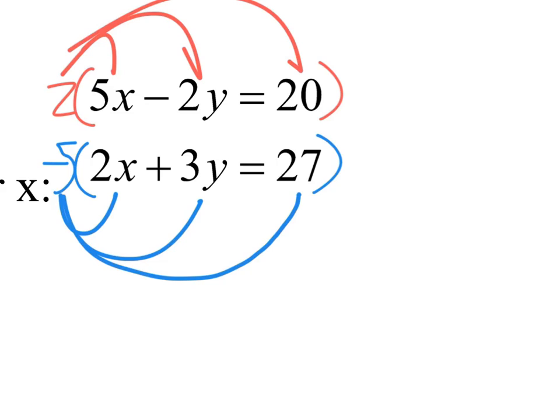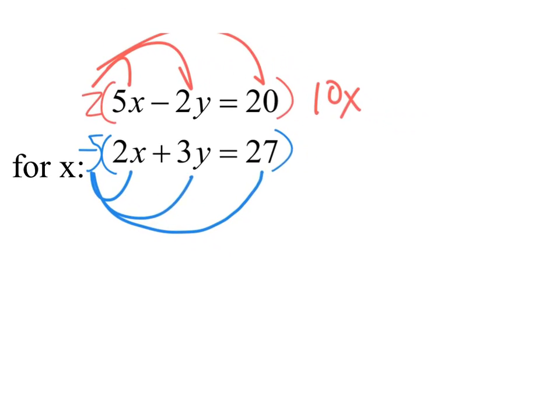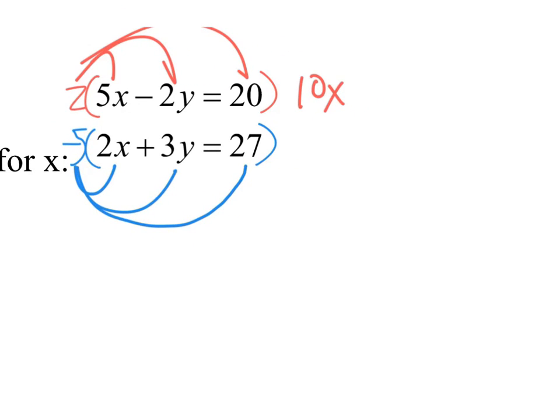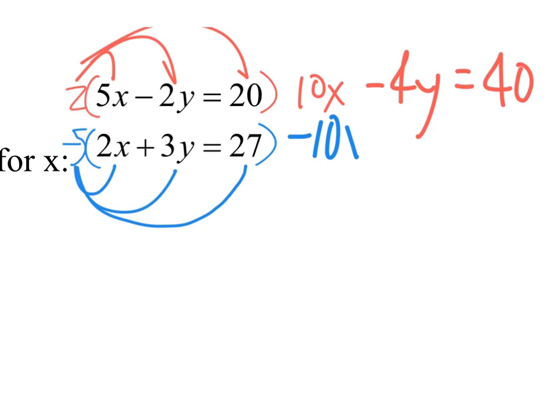And when we do that, 2 times 5 is going to give us 10x, and then 2 times -2y is going to give us -4y. And then finally, 2 times 20 is going to give us +40. Great. -5 times 2x is going to give us -10x. Great. So now we can eliminate that in just a moment. -5 times +3 is going to give us -15y equals -5 times 27 is -135.